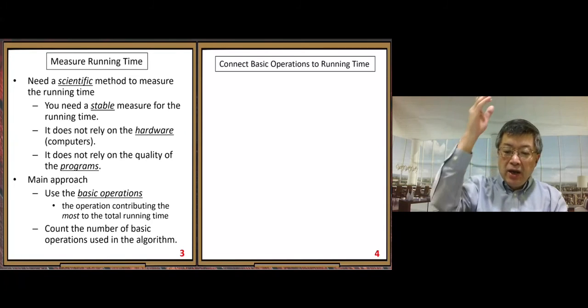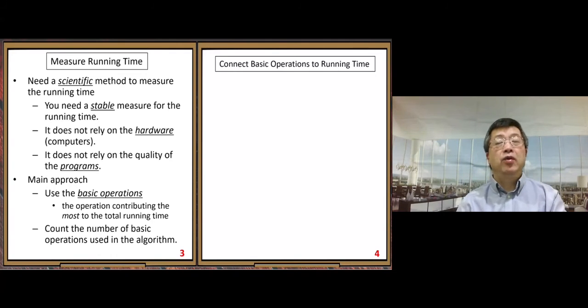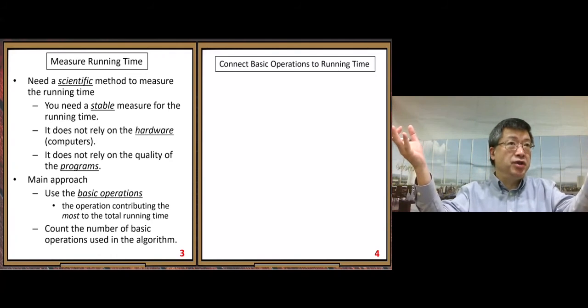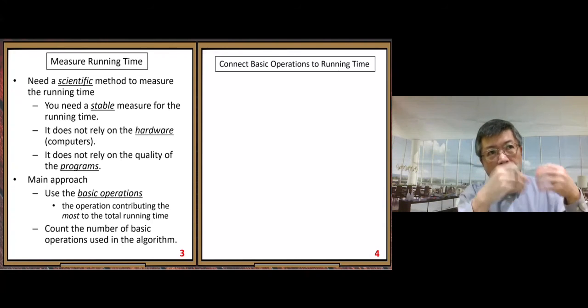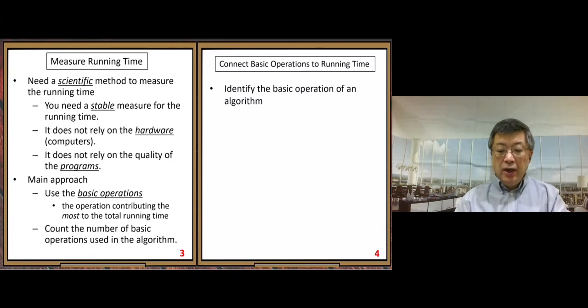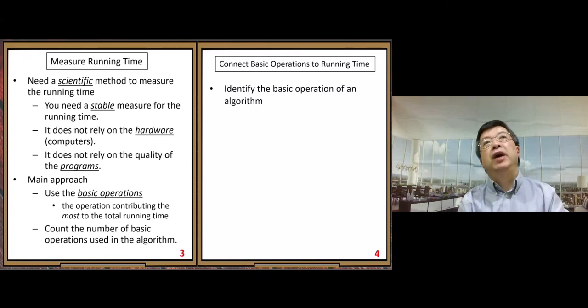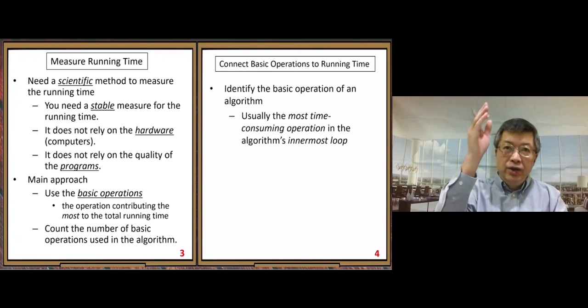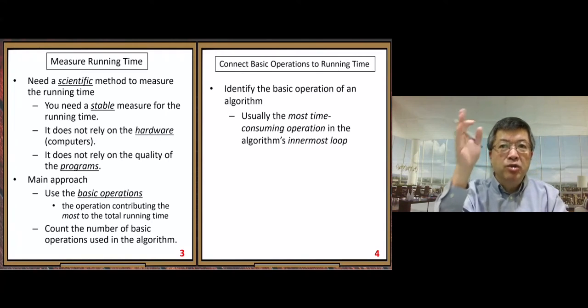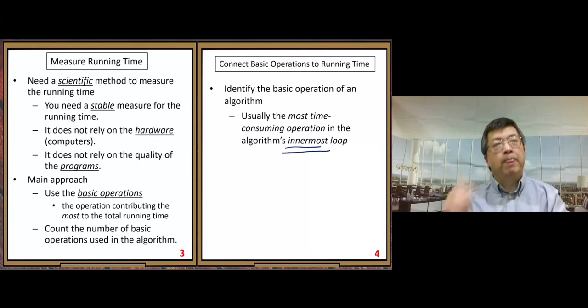So next, connect basic operations to running time. If we have that, then we just use the number of basic operations to indirectly reflect the running time. So that's good enough. That's our idea. Identify the basic operation of an algorithm. How to identify it? The common way is usually the most time-consuming operation in the algorithm's innermost loop.